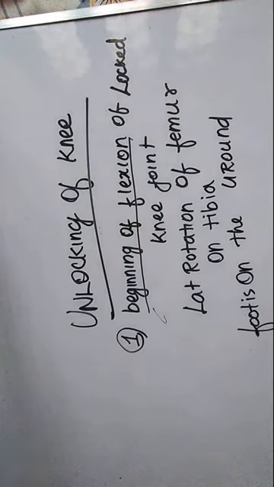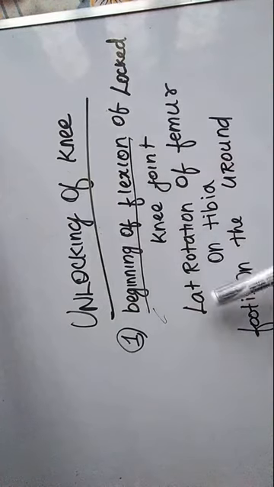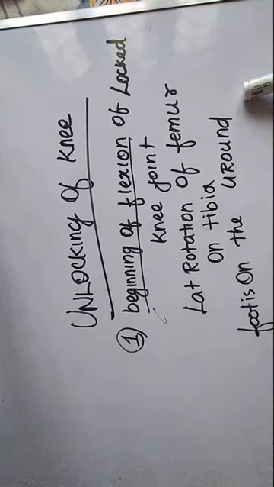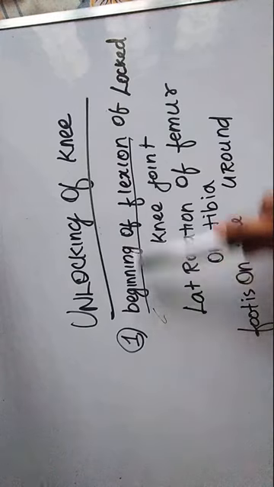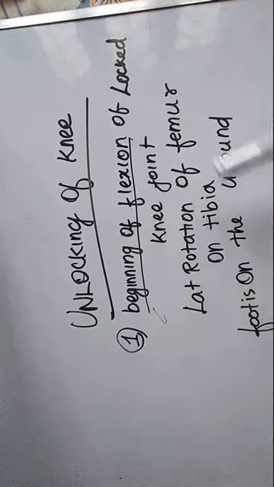Okay, now let us study about the unlocking of knee. I hope you remember the locking of knee. It's quite easy. Just try to understand. So, in unlocking of knee, beginning of flexion of locked knee joint, lateral rotation of femur on tibia when the foot is on the ground. There you study about the last stage of extension, and here beginning of flexion of locked knee joint. There medial rotation of femur on tibia locks the knee, whereas the lateral rotation of femur on tibia will unlock your knee. That's all. Only 2 points you should remember.